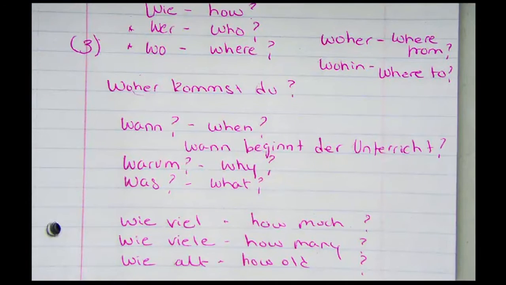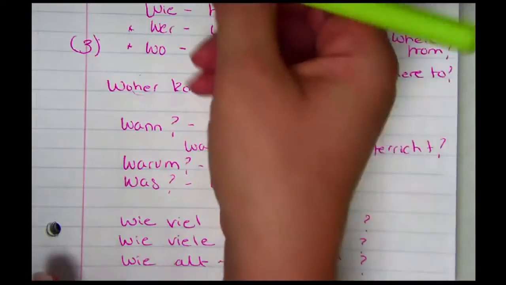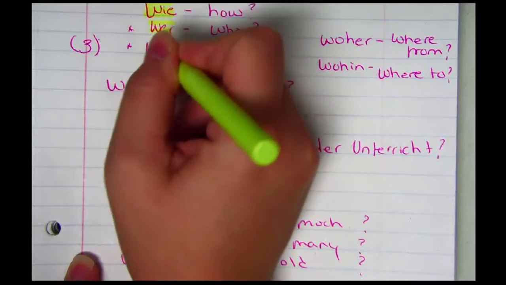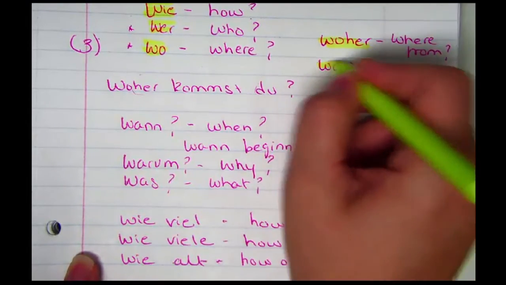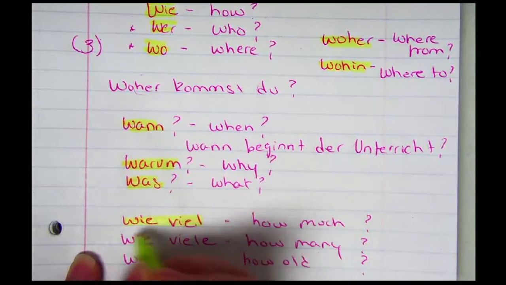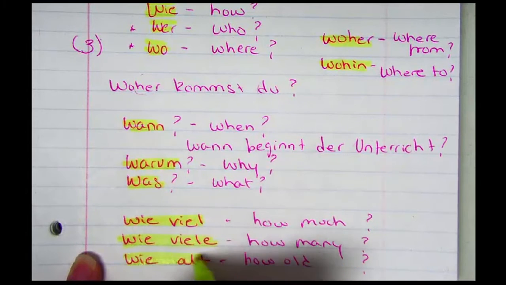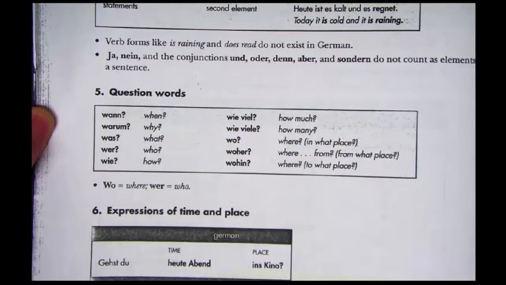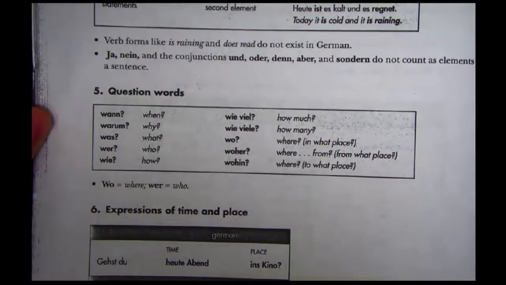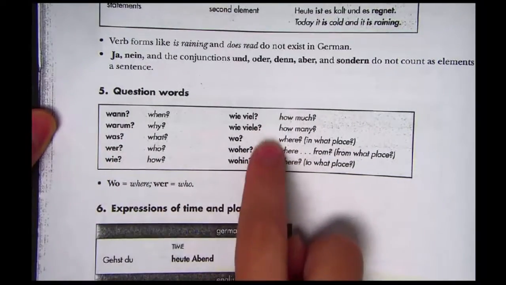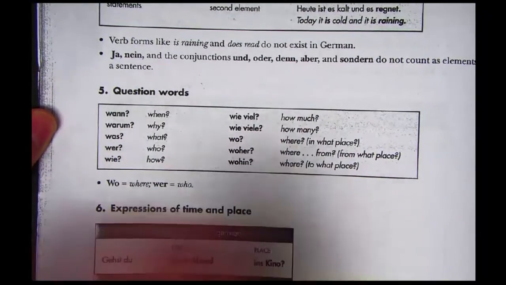Let me highlight them for you. Make sure you have all of them written down in your composition book. We have wie, wer, wo, woher, wohin, wann, warum, was, wie viel, wie viele, and wie alt. Now, of course, that is quite a few already. Just so you know, all of these are also in your spiral in case you can't find them in your notes later. I do want them in your notes, but this is page 16 of your spiral. It has all of them except for wie alt, so feel free to add wie alt to that page.